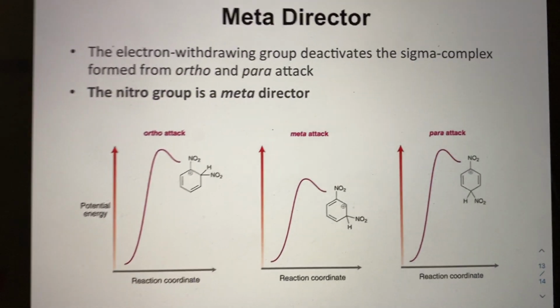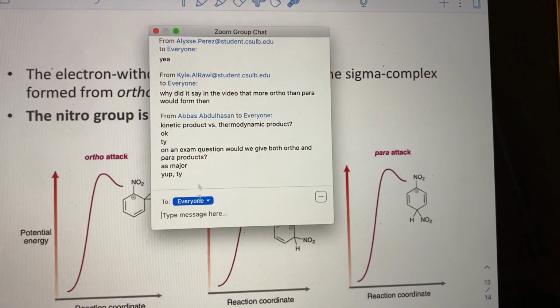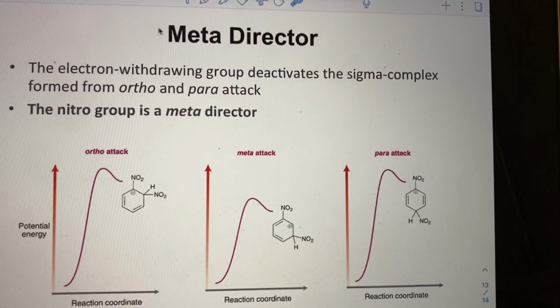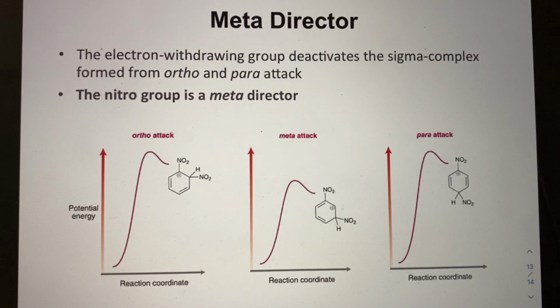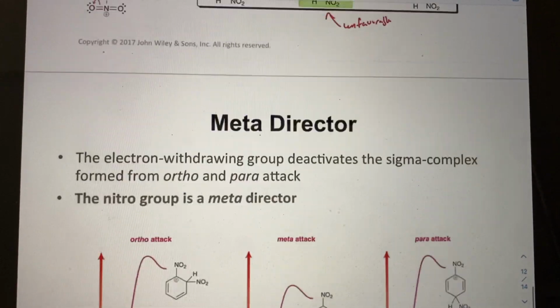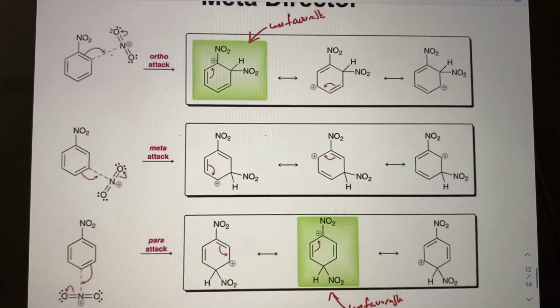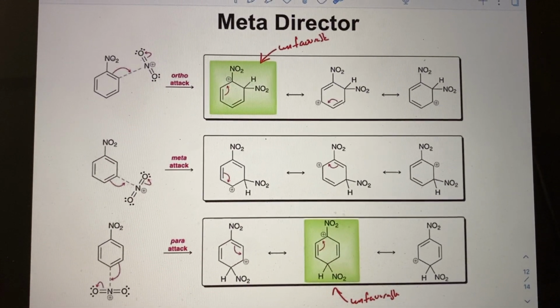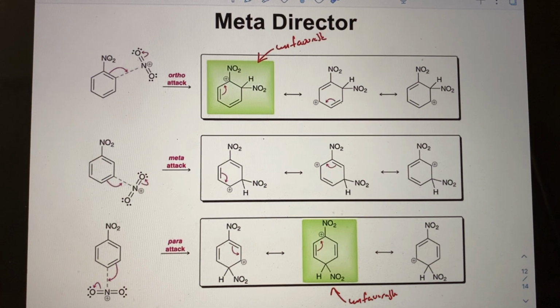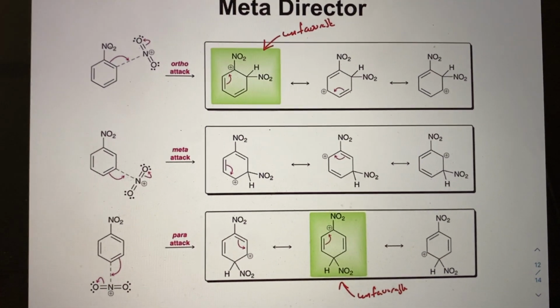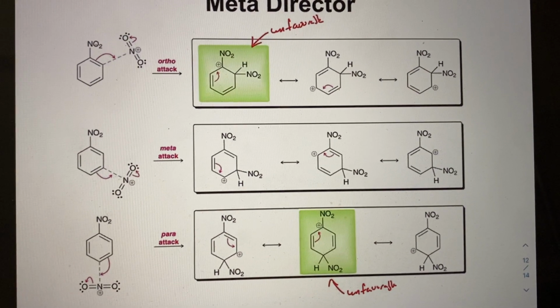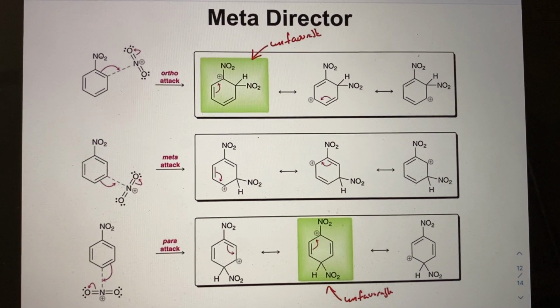So again, it's a lot of stuff. We have these ortho-para directors and these meta directors. But what we can do is, I'll slide back for a second, is use these resonance structure arguments to help come up with a rationale as to why we see these different outcomes.